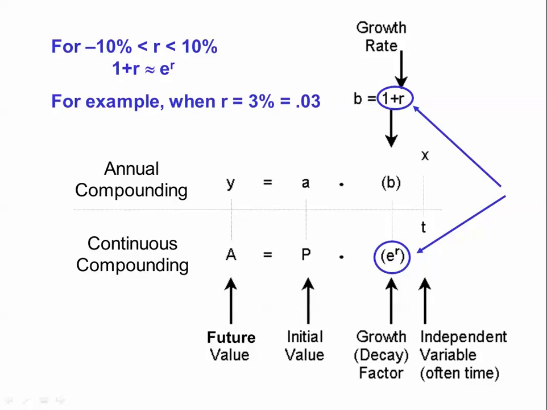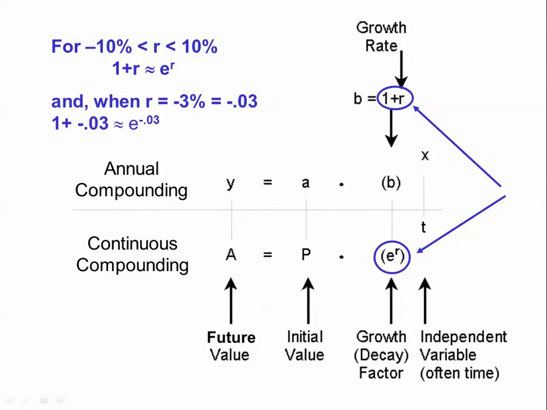So let's take an example. When r is 3% or 0.03, 1 plus 0.03 is approximately equal to e to the 0.03. 1.03 is approximately equal to, and if you evaluate that, you get this decimal. So we can see that when r is 3%, b is 1.03, and e to the r is 1.03045, etc. This is a little bit bigger. The two models differ only here and only slightly, especially when r is in this interval.